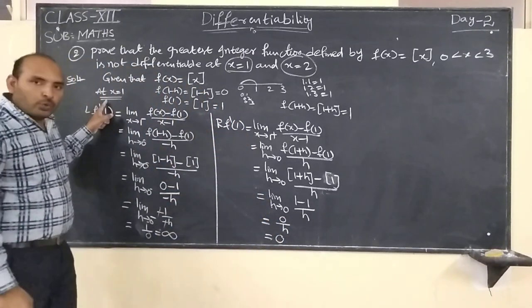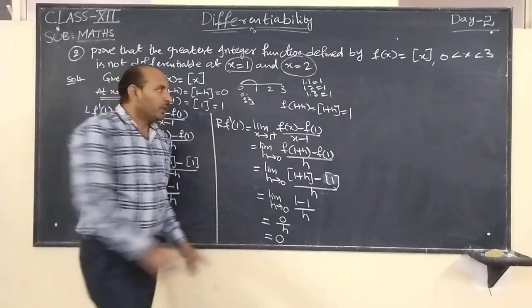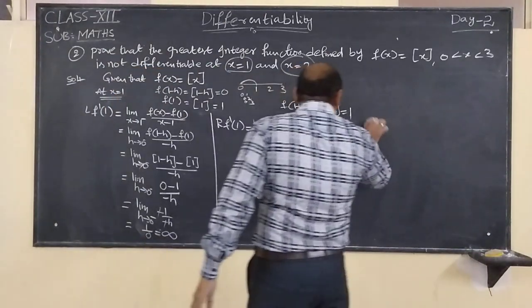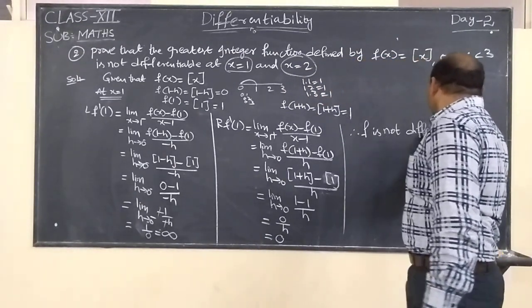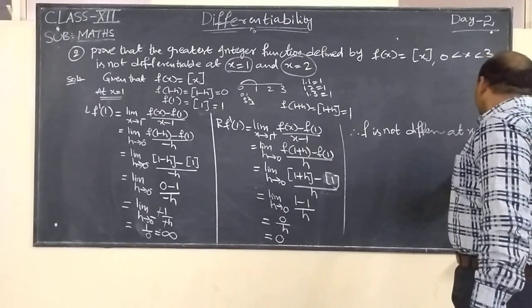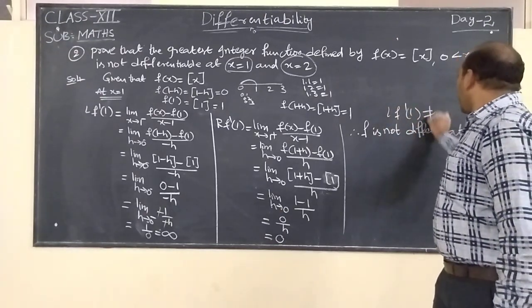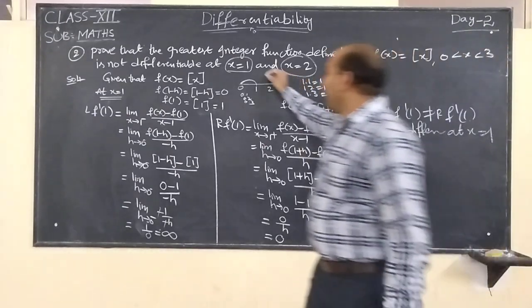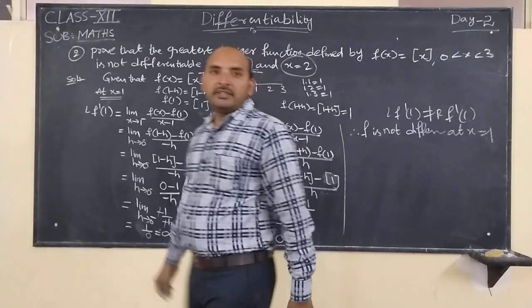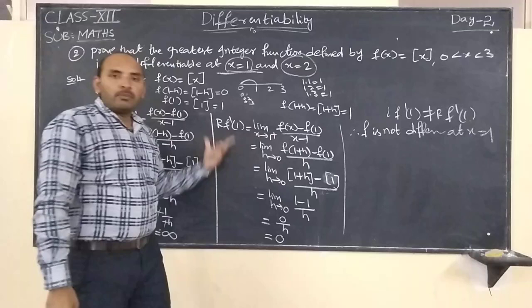So at x equal to 1, the left derivative value is infinity, the right derivative value is 0. Clearly, therefore f is not differentiable at x equal to 1, because the left derivative at 1 is not equal to the right derivative at that particular point x equal to 1. Similarly, we can do at x equal to 2 as per the procedure.